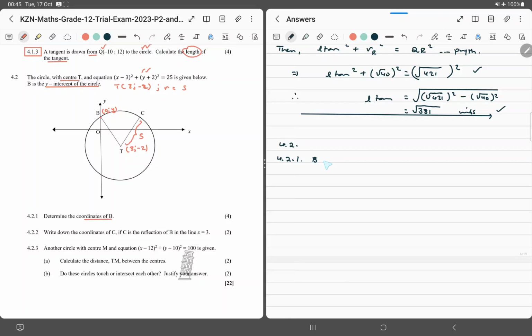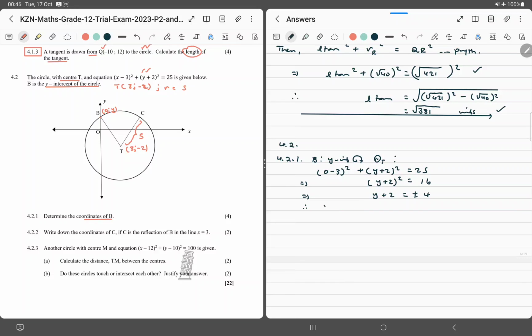We know that for B, being the y-intercept of the circle center T, it is such that x is 0, so we've got 0 minus 3 all squared plus y plus 2 all squared equals 25. Right, now this implies what? We are going to say y plus 2 all squared is going to be 25 minus 9, which is 16, which also implies that y plus 2 is going to be plus or minus 4. This is when we take the square root on both sides.